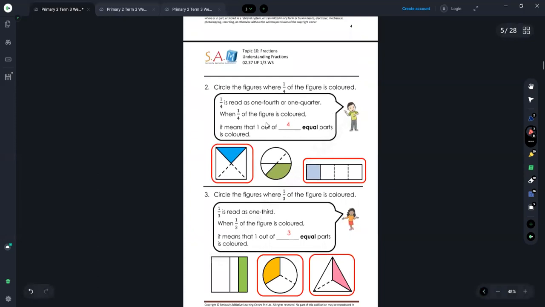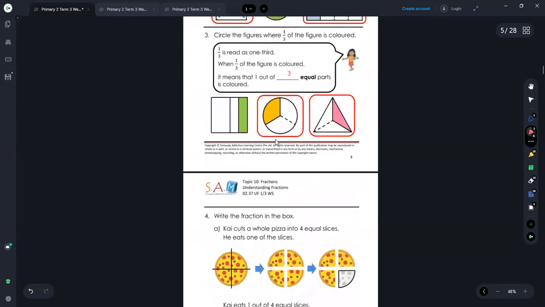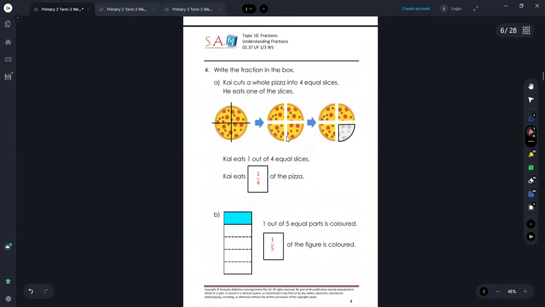All right, and then get them to do this one about 1/4. Which one is cut equally into 4 parts? And then the selected one is 1 out of 4. Question 3, which one is cut equally into 3 parts, and shows 1 out of 3. And then the last question: this person is cutting the pizza into 4 equal parts. He eats 1 slice. What does that mean?